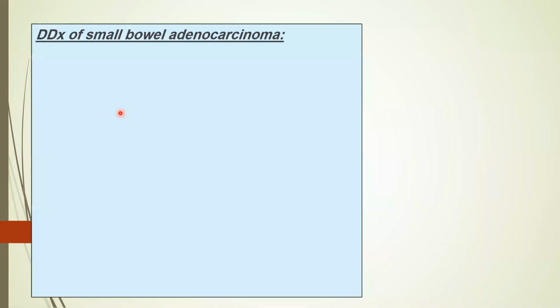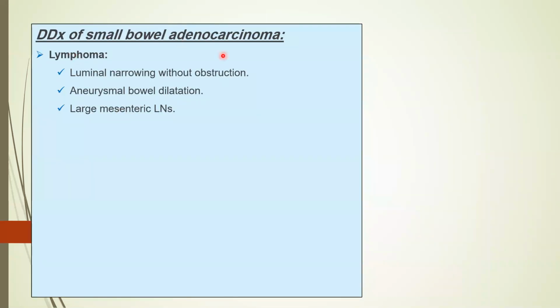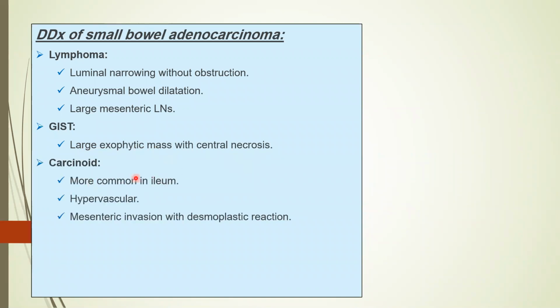The differential diagnosis: lymphoma. Lymphoma usually shows narrowing without obstruction, aneurysmal bowel dilatation at the tumor site, or large mesenteric lymph nodes. GIST is usually a large exophytic mass with central necrosis. Carcinoid is more common in the ileum, or hypervascular. Mesenteric invasion with desmoplastic reaction.